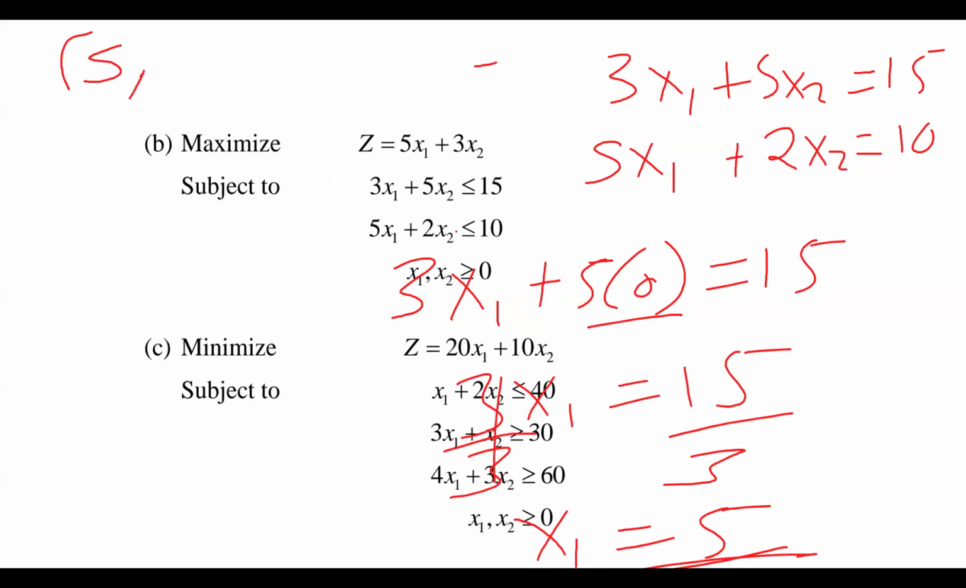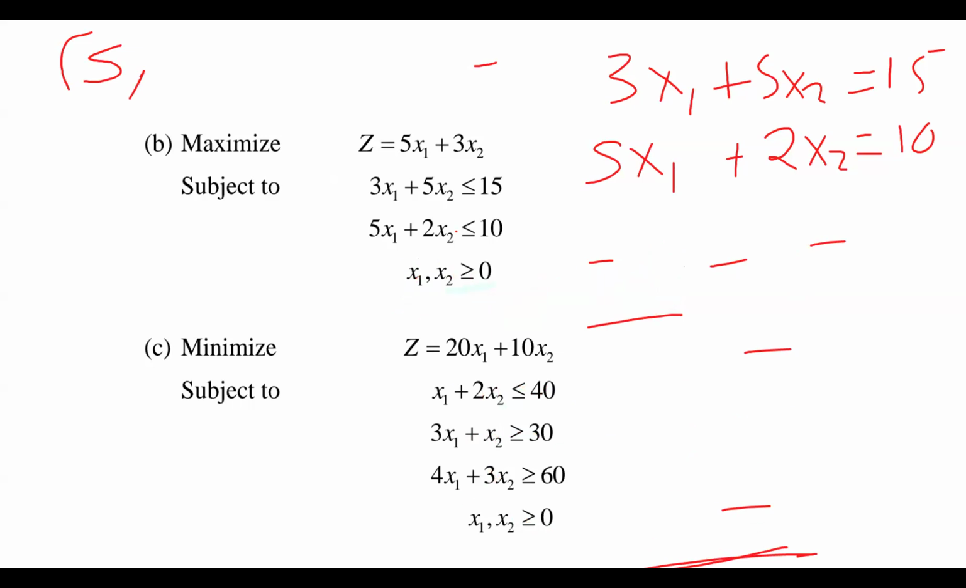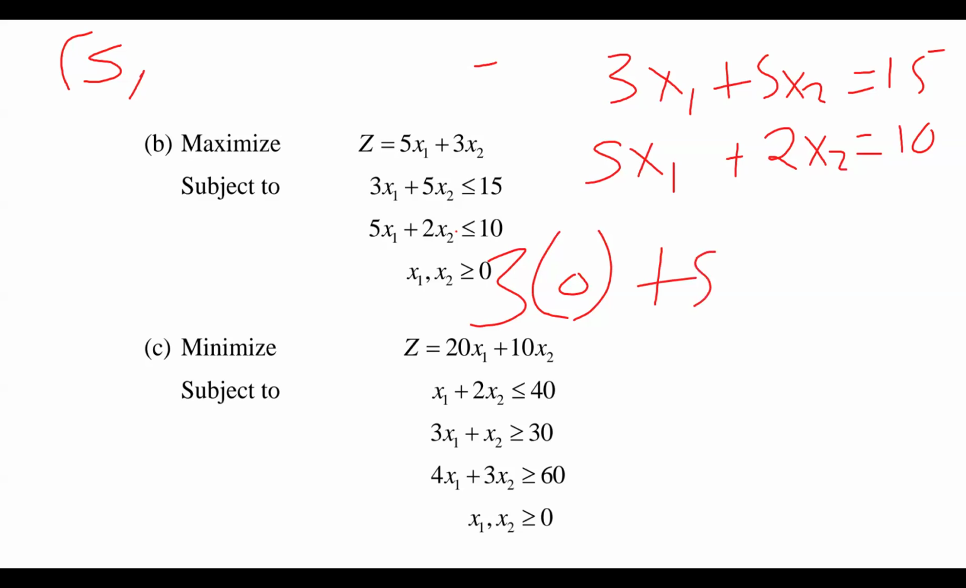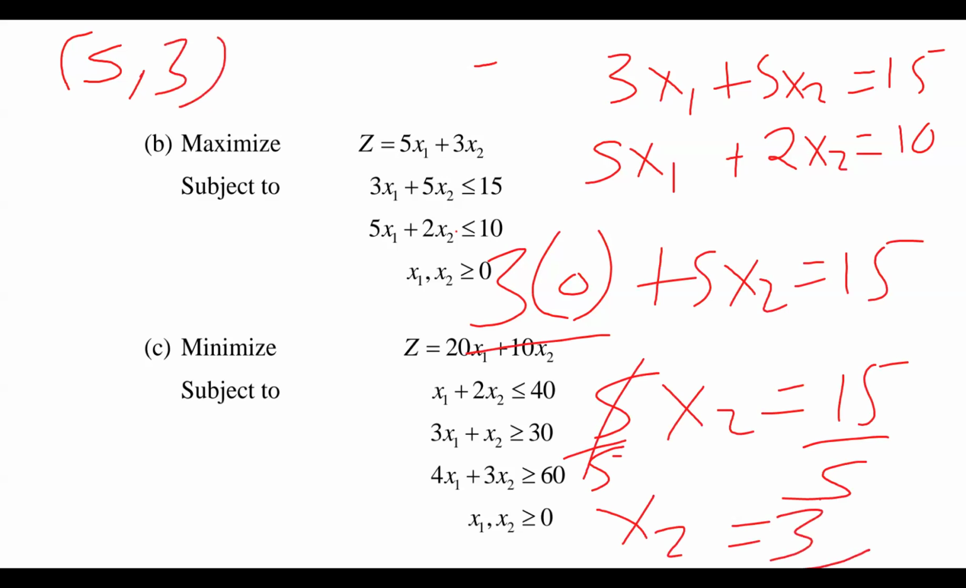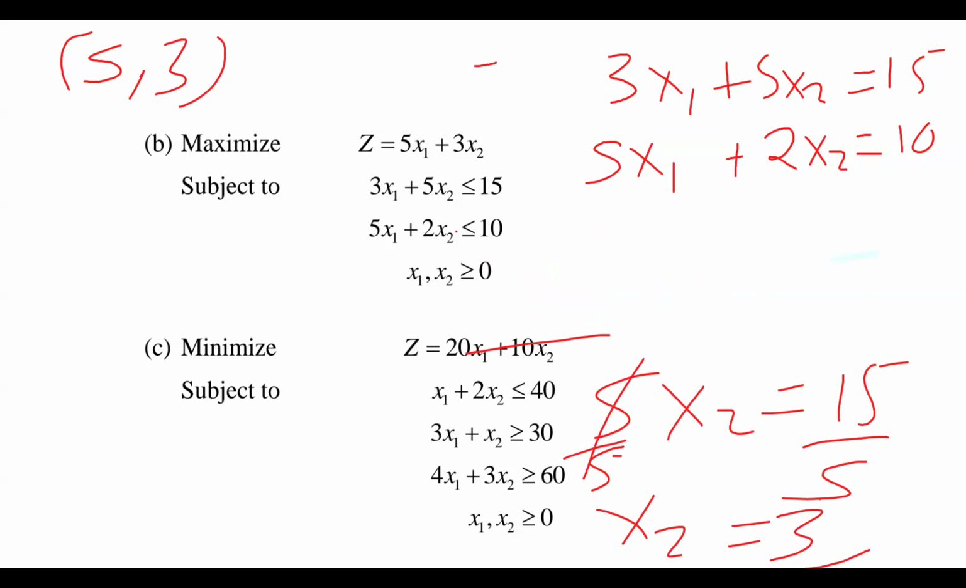Let's go ahead and solve x2. If we already have x1, I think it's very easy. To work with x2, we set x1 equal to 0. So 3 times 0 plus 5x2 is equal to 15. 5x2 is equal to 15, so x2 is 3, yeah? Yes. What is your question? No, I don't have any question.